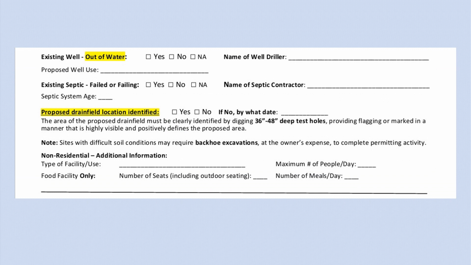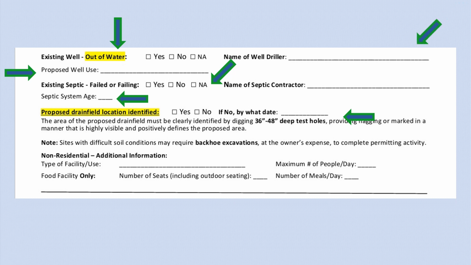Lower, we ask that you tell us if you are still able to get water from your well, what the well will be used for, drinking water or irrigation for instance, whether your existing septic system has failed, the age of that system, and whether you have marked on your property where you want your new field to be.